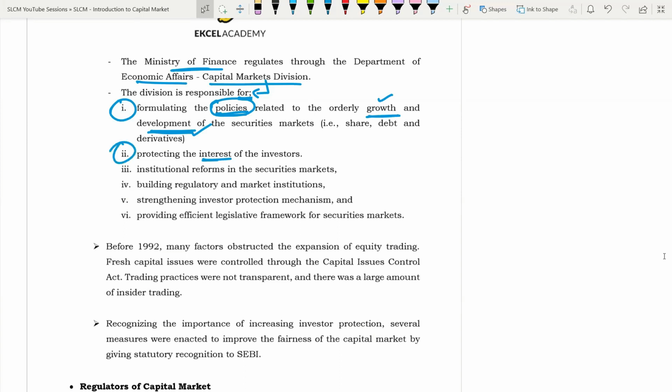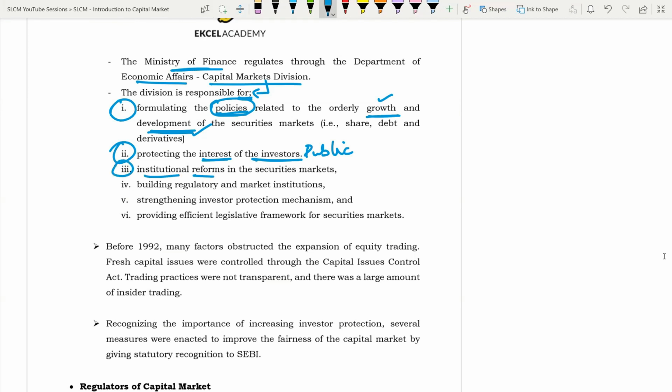Next one is protecting the interest of the investors, who are generally the public at large. Until and unless we give them security and guarantee about their investment, and protection that their funds are safe, they are not going to make the investment. So you should take primary responsibility of ensuring that the investors are safe.